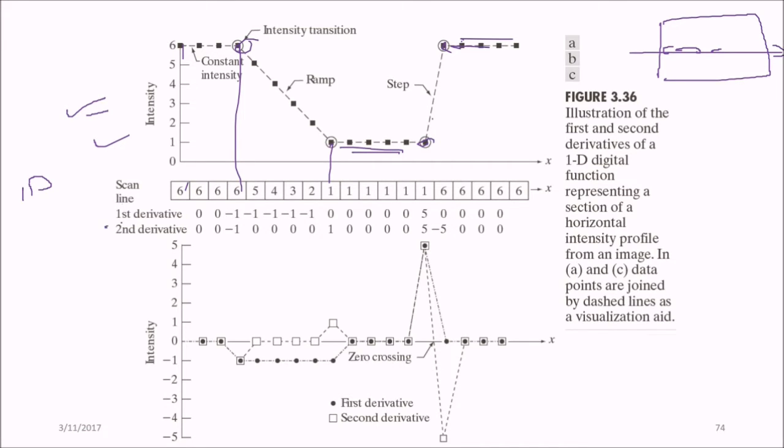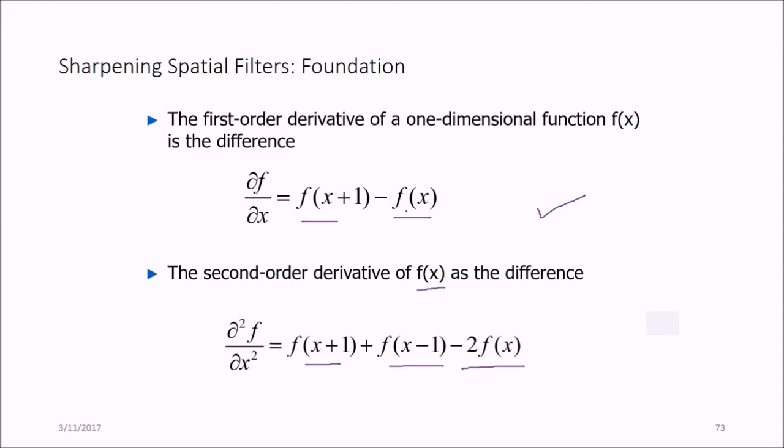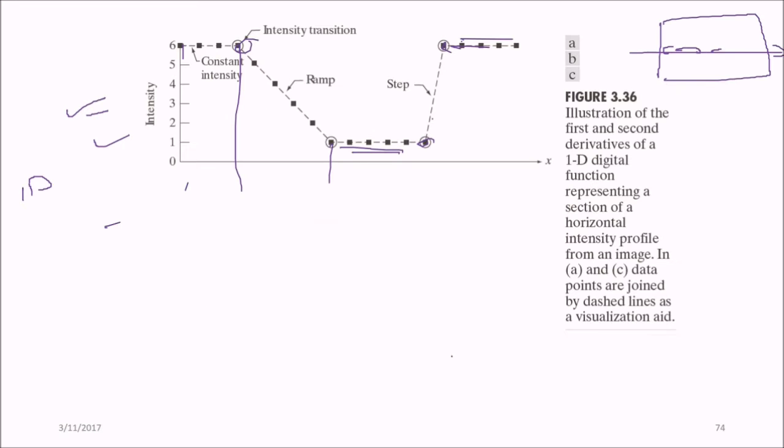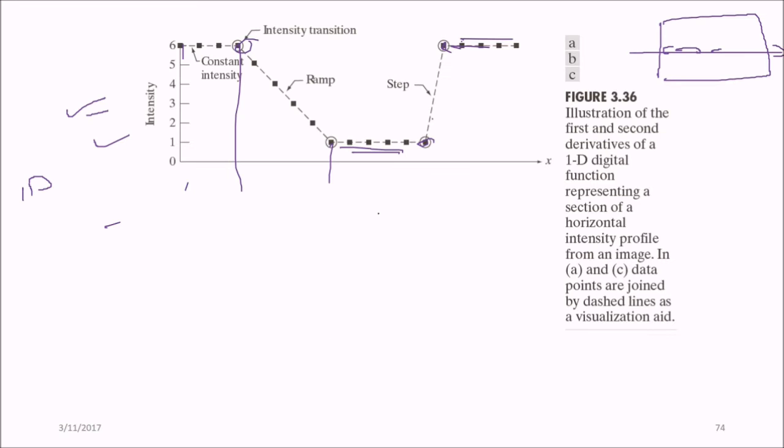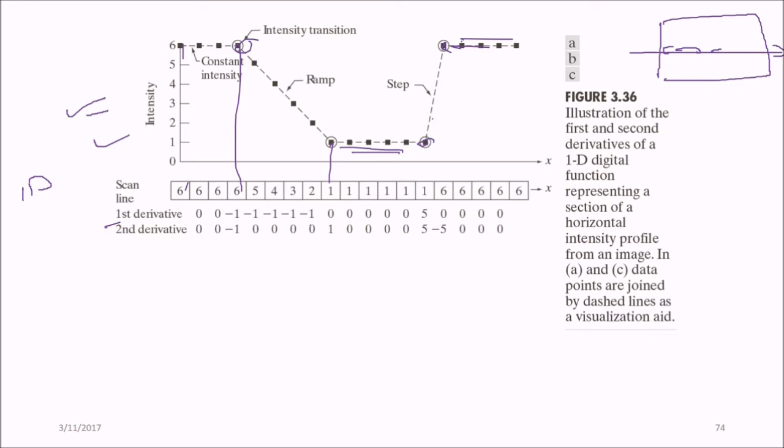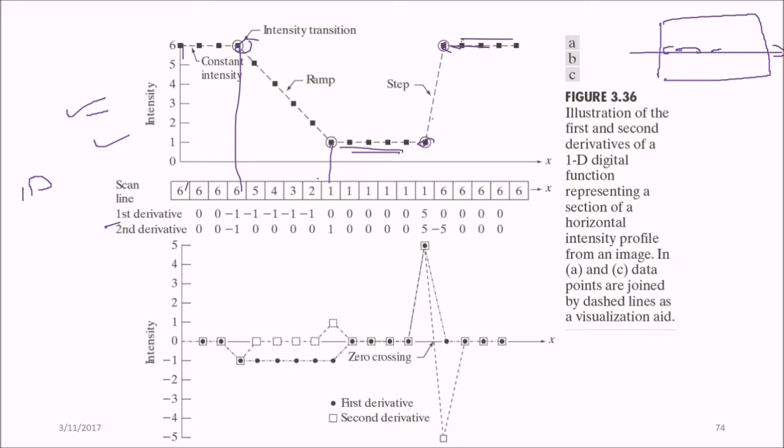So what is the first derivative? The first derivatives are these values. And I just suggested what relation they are going to follow. That is f(x+1) minus f(x). And for the second derivative, you will use f(x+1) plus f(x-1) minus 2f(x). So applying that, the first derivative will be these numbers and the second derivative will be these numbers. Just put these values in your expression, you will get it.